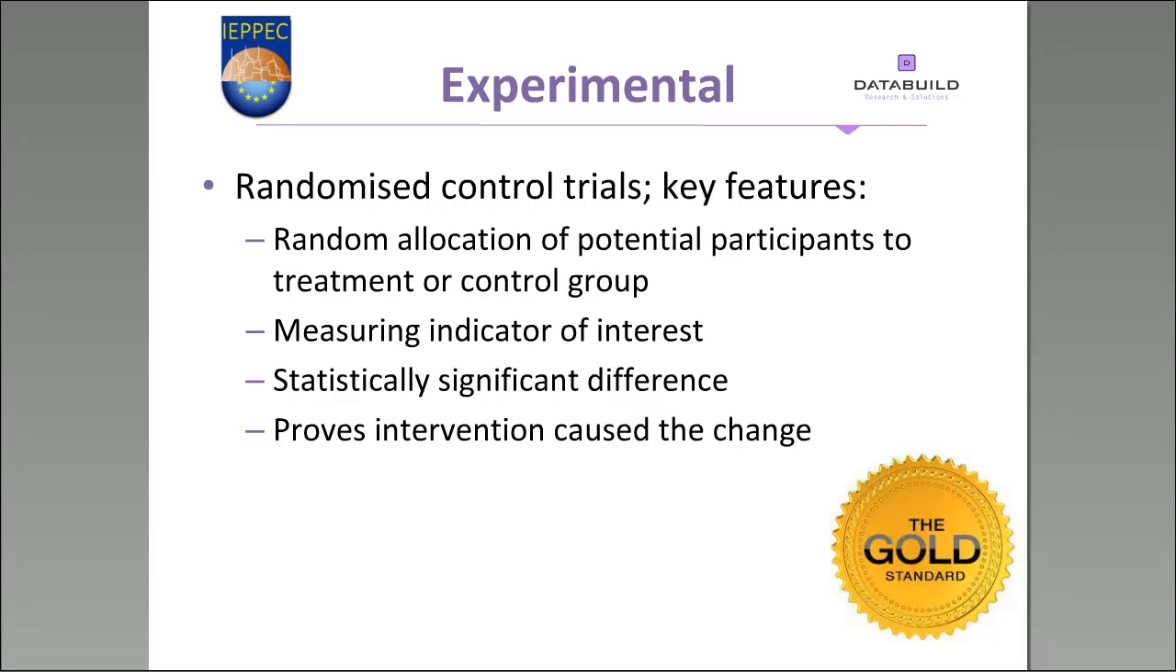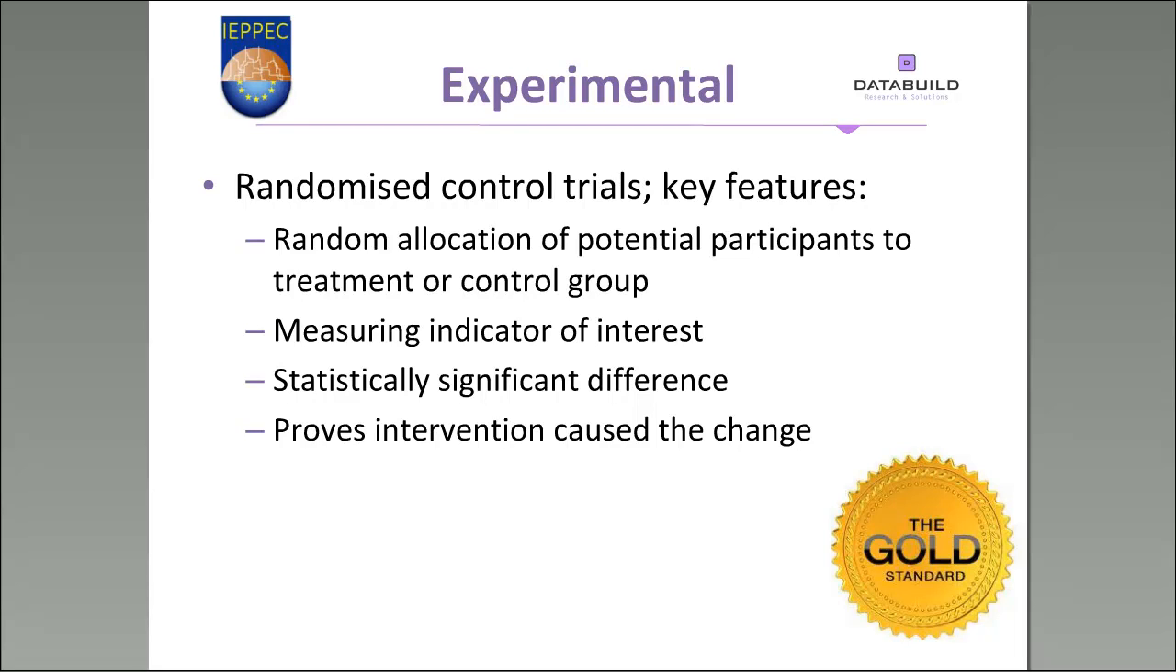So for example, you could split applicants for the subsidy into 2 groups, provide the subsidy to one group and monitor them, and not provide the subsidy to another group and monitor them. You could then measure your indicator of interest, which might be energy saving, and see if there's a statistically significant difference between the 2 groups, between the treatment and the control group.